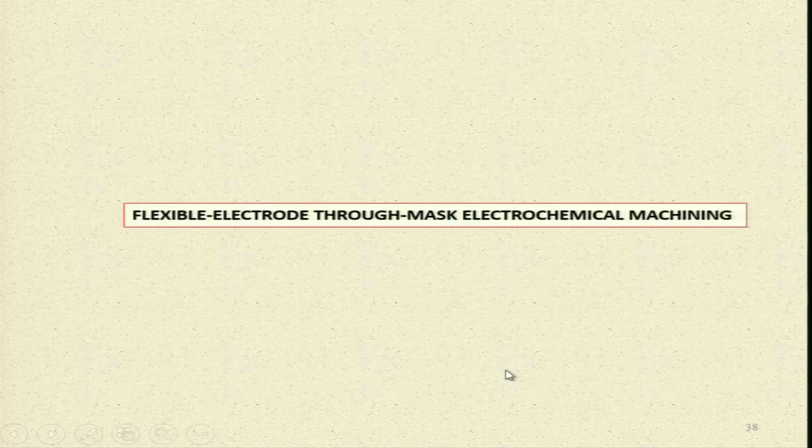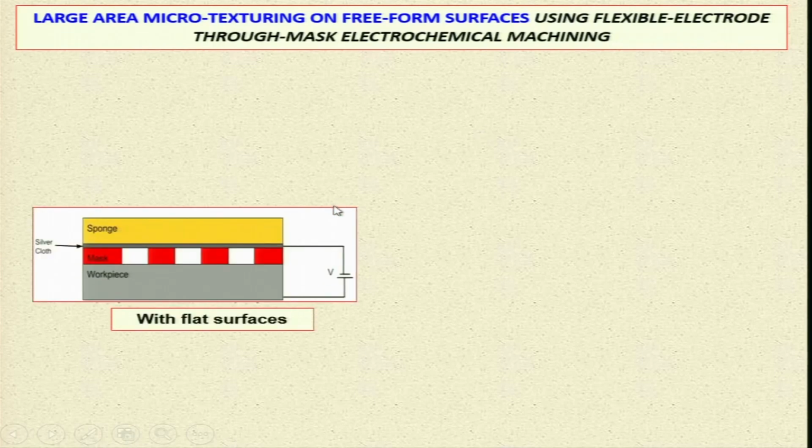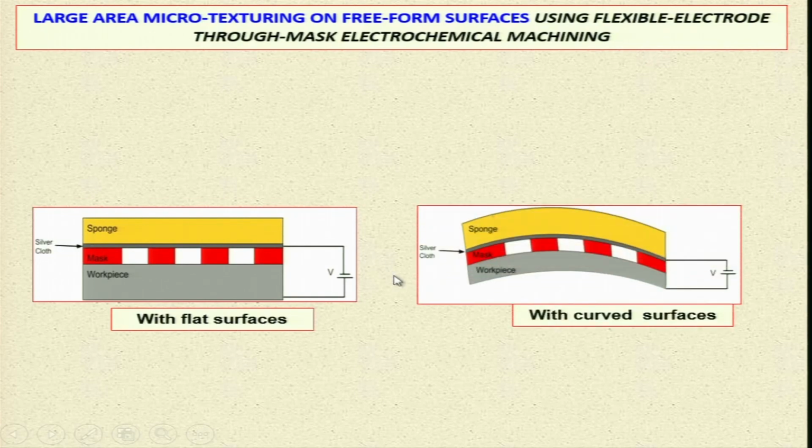Flexible electrode through mask electrochemical machining or micromachining, large area microtexturing on free form surfaces using flexible electrode through mask electrochemical machining. This is important, please note, see it, this is the sponge and this is the mask and this is the workpiece, and this is the silver cloth. This is the silver cloth which is flexible, which can change its shape. Now, you can see here sponge, this is the silver cloth, this is the mask and this is the workpiece in the curved shape with curved surfaces.